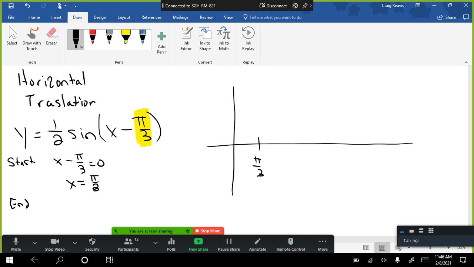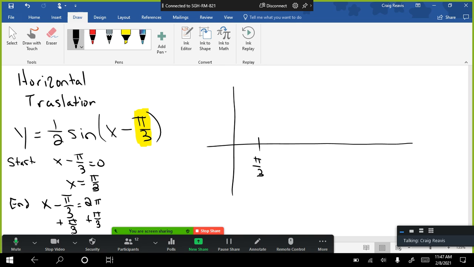Find out where it ends. I'm going to take x minus pi over 3. And what value does the standard parent function of sine end at? It ends at 2 pi, right? It goes from 0 to 2 pi. So what is it when I set it equal to 2 pi? Once again, I solve for x by adding pi over 3 to both sides, and I get 2 pi plus pi over 3, which would be what?